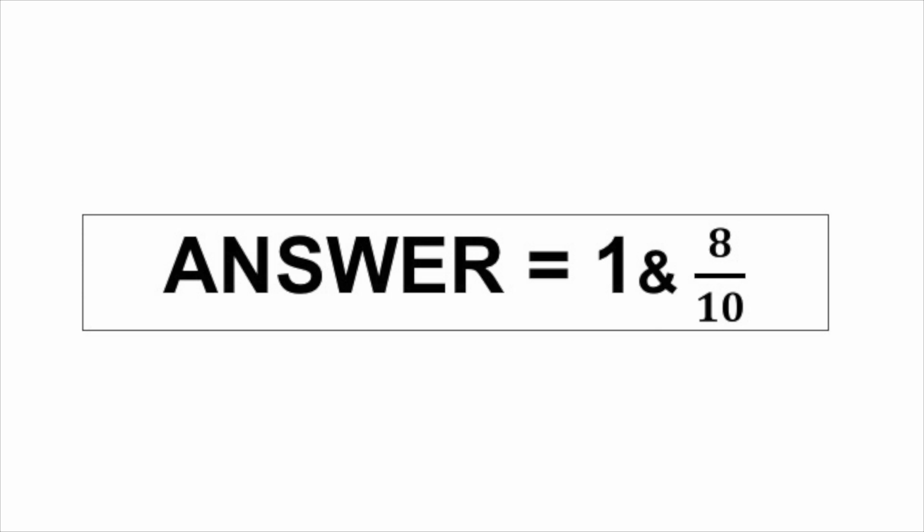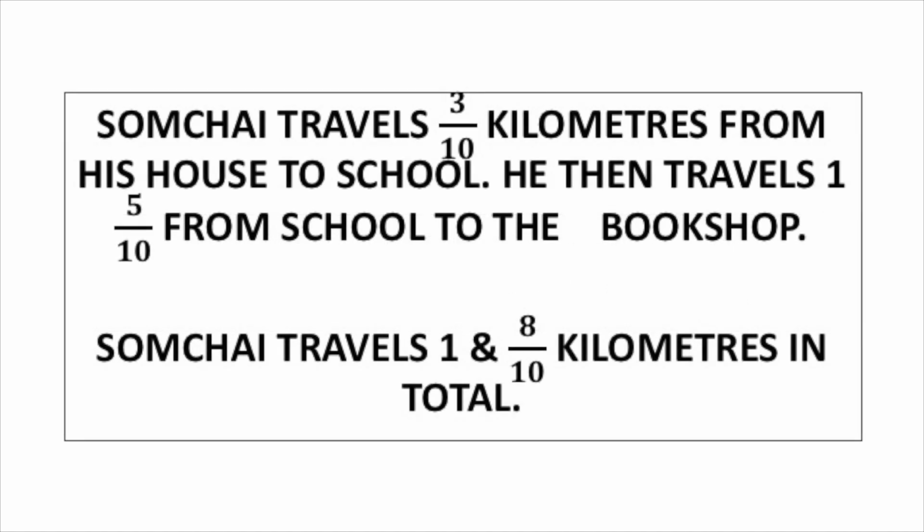you see, so we can answer the word problem thus. Somchai travels 1 and 8 over 10 or 8/10 kilometers in total. And that's how we answer a word problem with fractions. All we do, just read carefully, find the fractions we need to calculate, put them together, and we'll get our answer. Well done, guys. So what we'll do one more together.